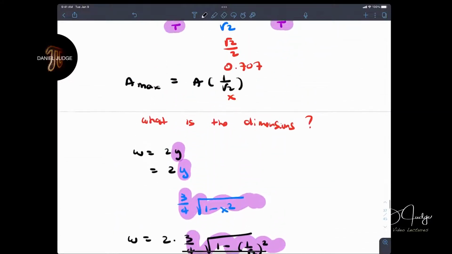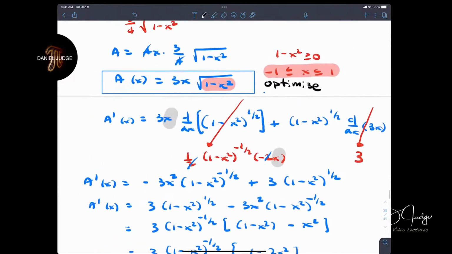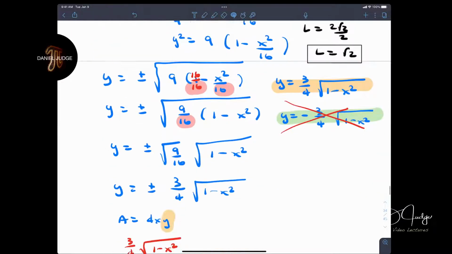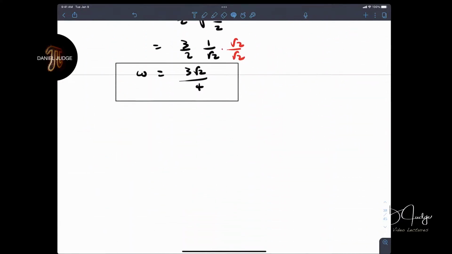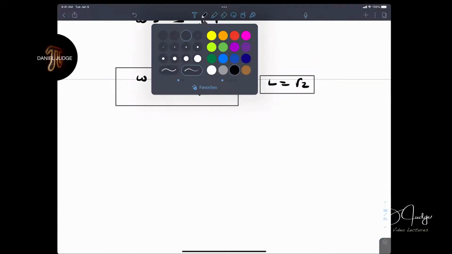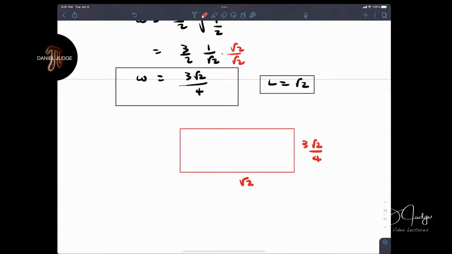So we have the dimensions now. Length was found up here. Square root of 2. Copy that. Paste that. So, note, this is a rectangle. This is the maximum area rectangle here. So my length is the square root of 2, and the width is 3 square root of 2 over 4, by the way. This is the dimensions.